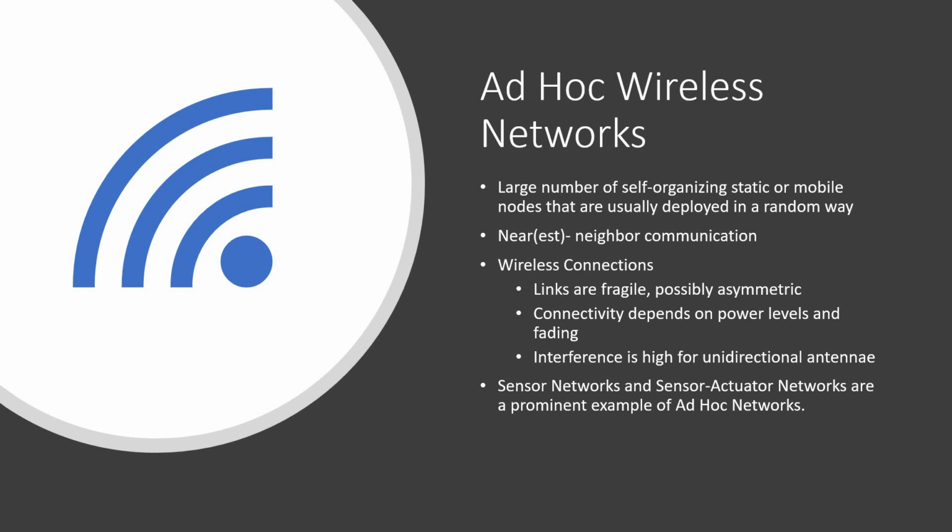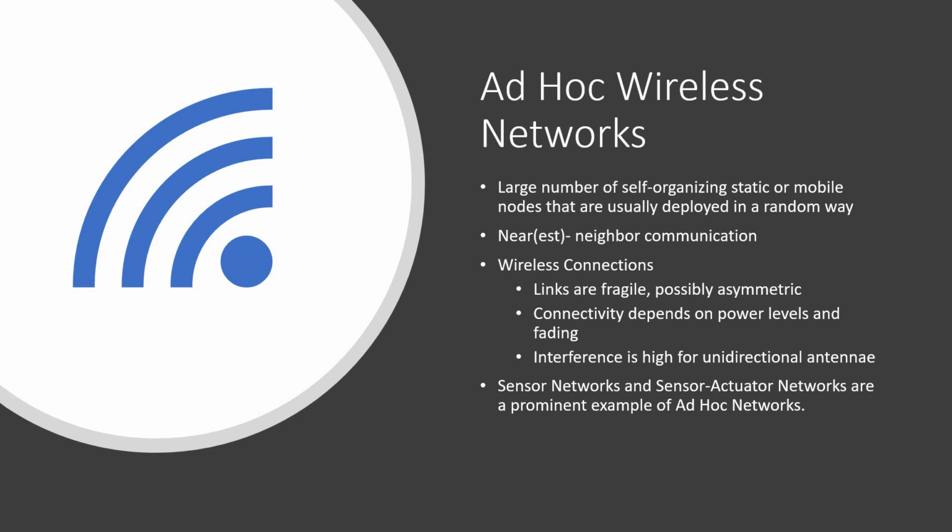So before we go into the details of a wireless sensor node or sensor network, at first let's see what an ad hoc wireless network is. Okay, so I think I've already given you a brief overview of what wireless ad hoc networks are. So these networks usually contain a large number of self-organizing static or mobile nodes that are usually deployed in a random way. Okay, so they have to be large in number and they have to be self-organizing.